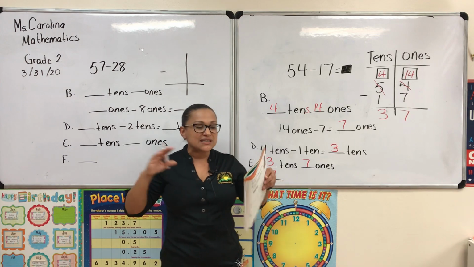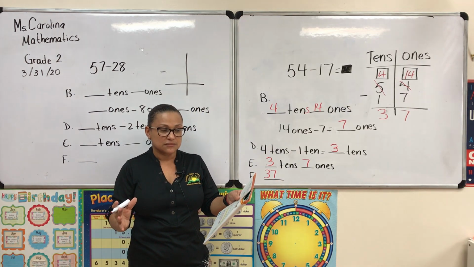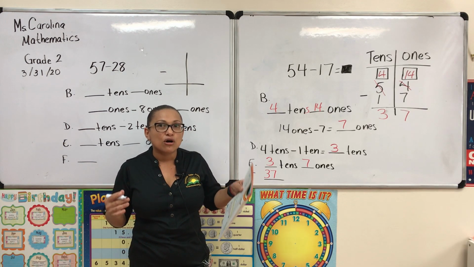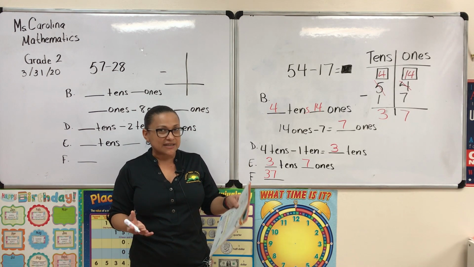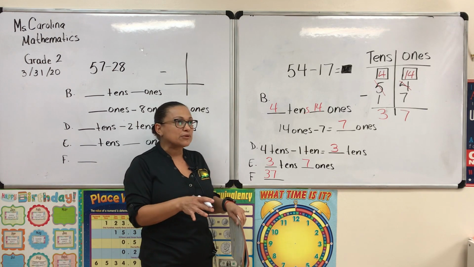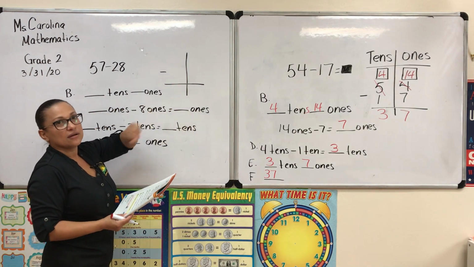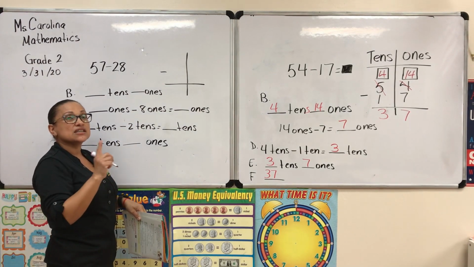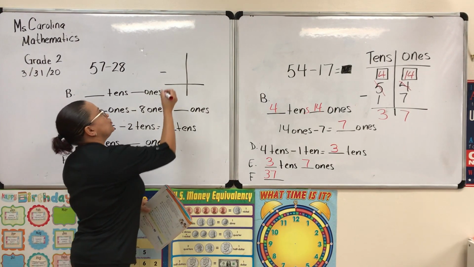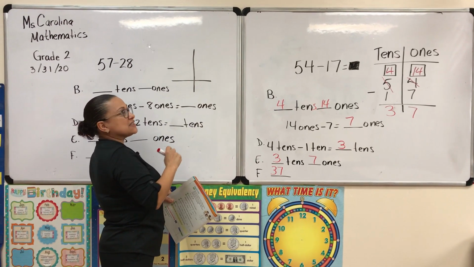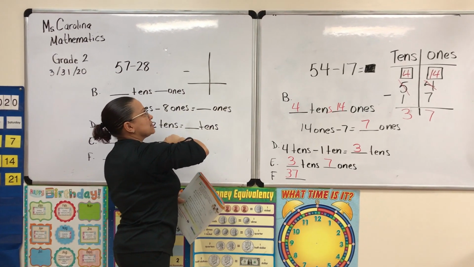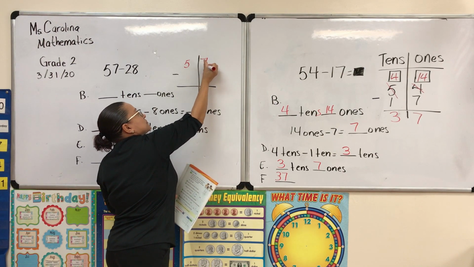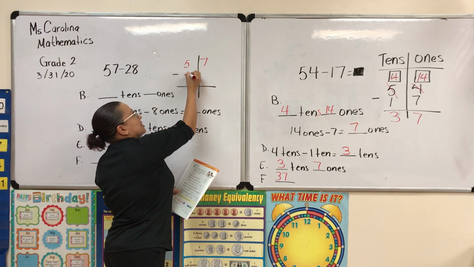So we have altogether there's 57 children. They want to know how many are in 3rd grade. They already told us how many are in 2nd grade. So we're going to put those numbers in the chart again here. So again, your tens and your ones, remember where they go. Your tens goes on your left, your ones goes on your right. So we are going to write 57 and 28.